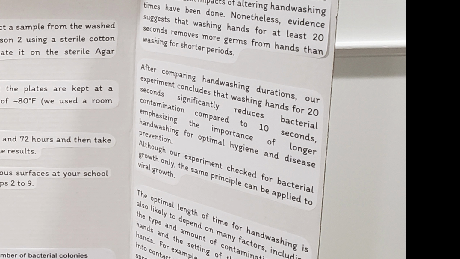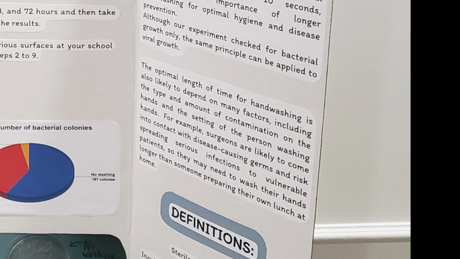Although our experiment checked for bacterial growth only, the same principle can be applied to viral growth. The optimum length of time for hand washing is also likely to depend on many factors, including the type and amount of contamination on the hands and the setting of the person washing hands. For example, surgeons are likely to come into contact with disease-causing germs and risk spreading serious infections to vulnerable patients, so they might need to wash their hands longer than someone preparing their own lunch at home.